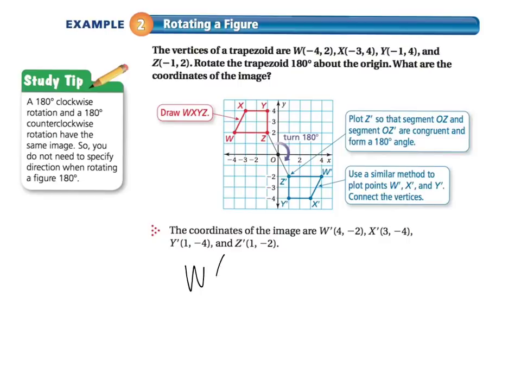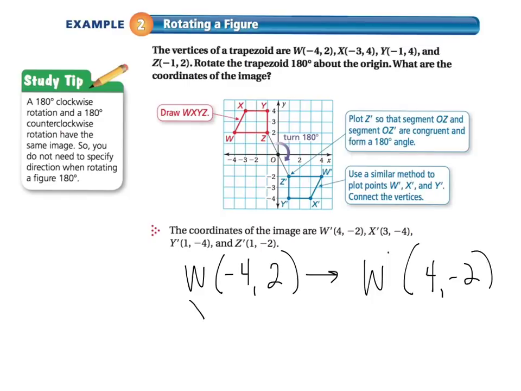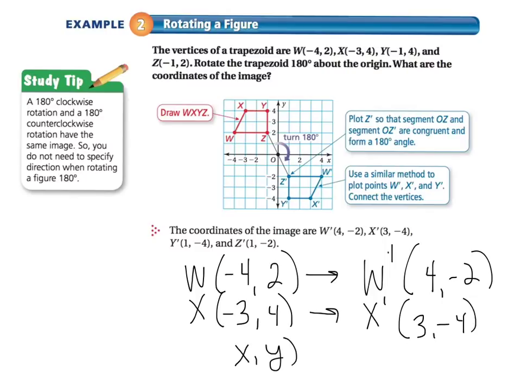Look at what happened to W. W became W prime, and that point is 4, -2. We'll do one more. X was -3, 4, and X prime became 3, -4. What's happening to your ordered pairs? If you start with x, y, the x becomes the opposite. You take the negative x value. And y becomes the opposite. So all you do is take the opposite of the current x and y value.